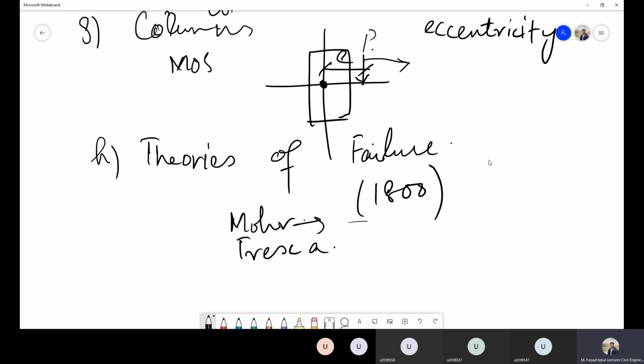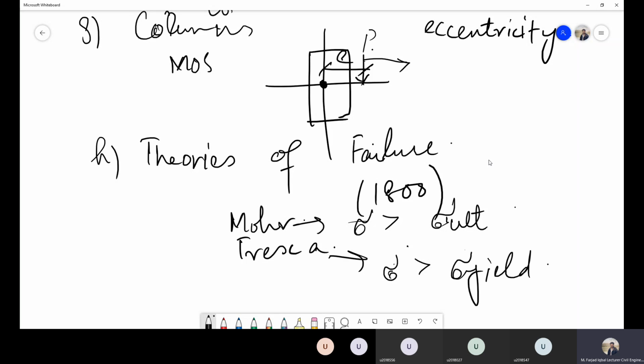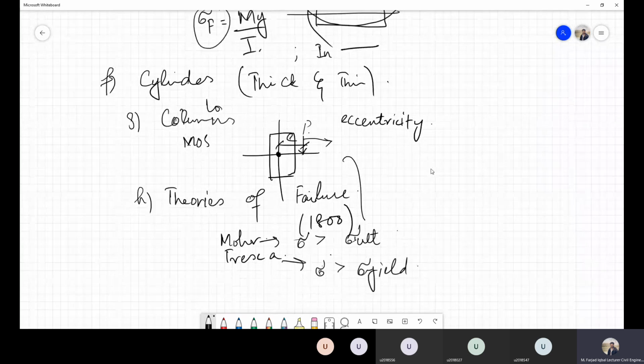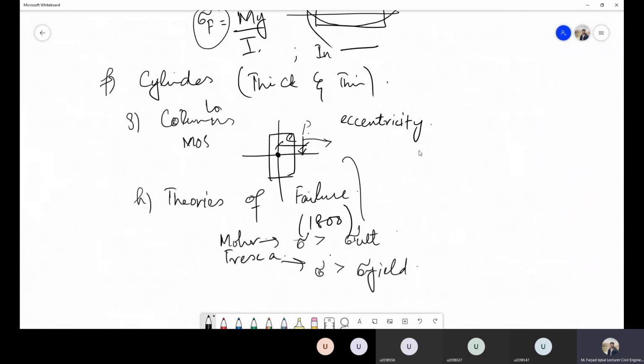For example, if one person says that failure occurs when the stress exceeds the ultimate stress, then another person might have said that the material will fail when the stress exceeds the yield stress. Everyone has different reasons, so we have to select the best theory and apply it in our numerical problem. And these theories are applicable for all elements, for example columns, cylinders, beam elements or frame elements. So these are the major topics that we are going to study in this course.